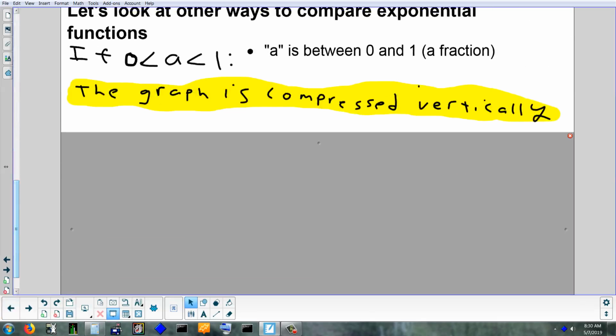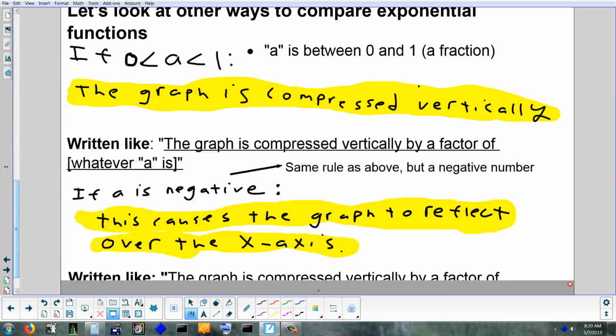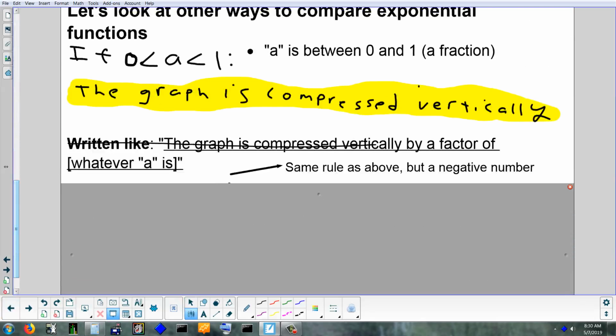Okay, so there's two ways to describe this. All right, let me show you the two ways you can write this. You can either say that the graph is stretched by a factor of a. So I guess we can leave that, and we could probably just change one word. The graph is stretched vertically by a factor of a.